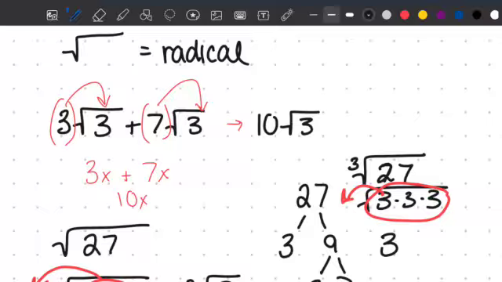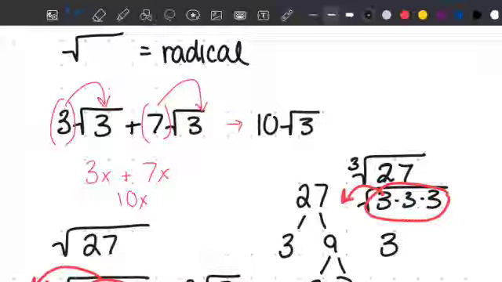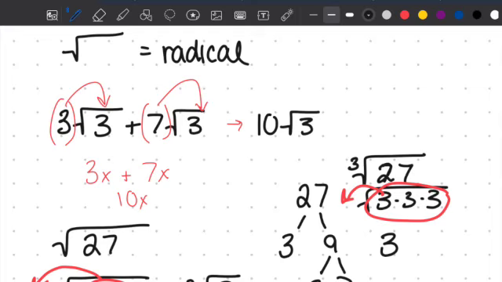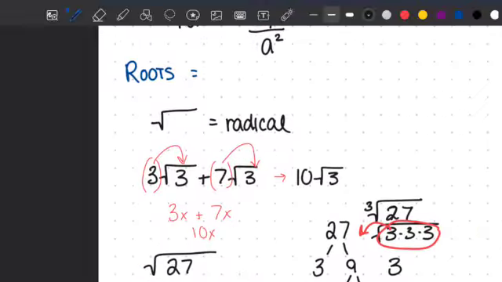I'm trying to figure out if there's anything else I need to talk about. Okay, that should be my general review here for this section.